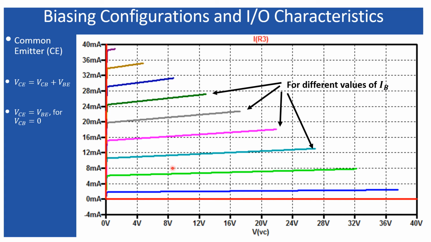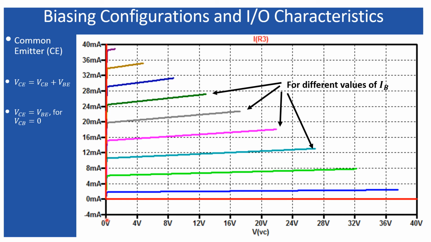One thing you should notice is that in case of common base, the saturation region was when VCB was less than 0, so that region was considered as the saturation region. But here the saturation region is at low VCE. As I took such a long range in VCE, starting from 0 up to 40 volt, the saturation region is not visible clearly, but the saturation region is generally 0 to 0.7 volt for a silicon transistor and 0 to 0.3 volt for a germanium transistor.